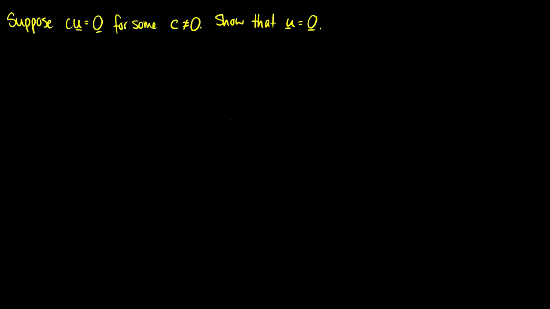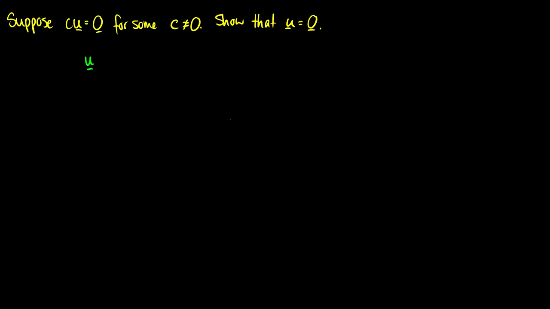Second proof, a little bit easier. Suppose we have a scalar c times u equal to the zero vector for some non-zero scalar c. We need to show that u is equal to the zero vector. I know, this seems really intuitive. So if I have, like, 3 times the vector u is equal to 0, obviously u is going to be 0. But let's prove that.